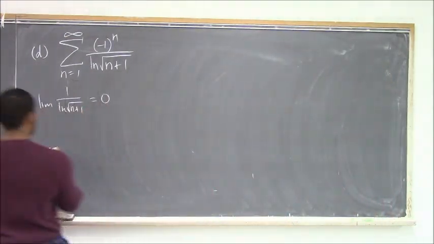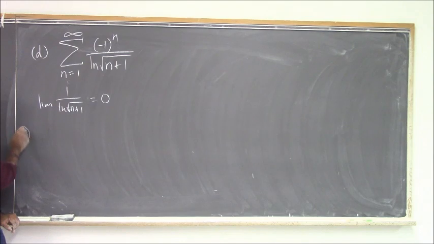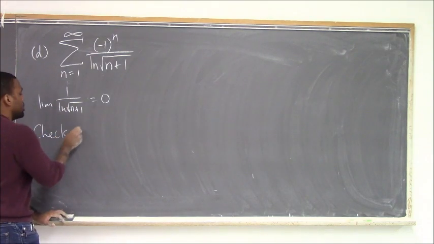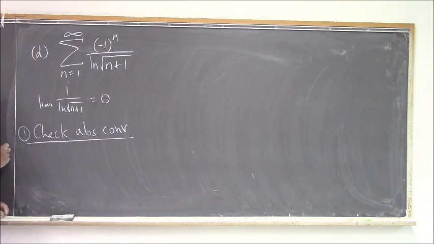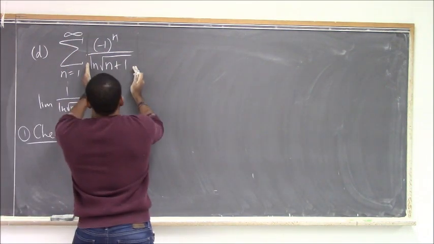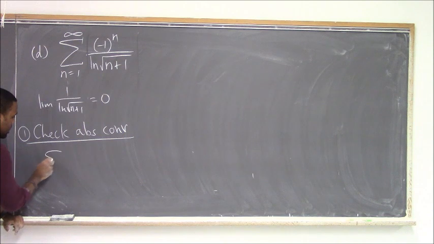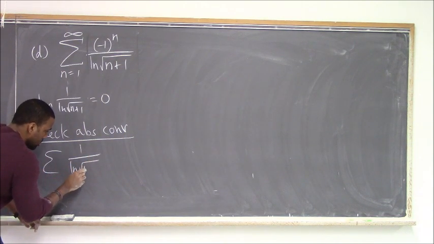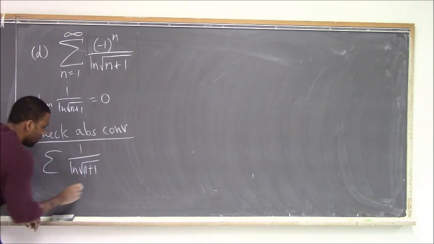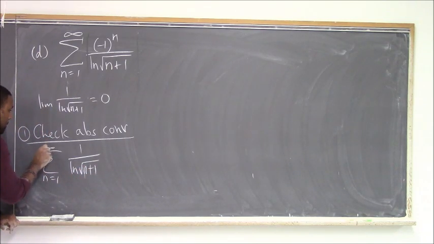So what I'm going to do here is check absolute convergence. To check that, I'm pretty much going to put absolute values around this thing. How is that going to affect it? I'm essentially going to be looking at this without the minus 1 to the n on it.